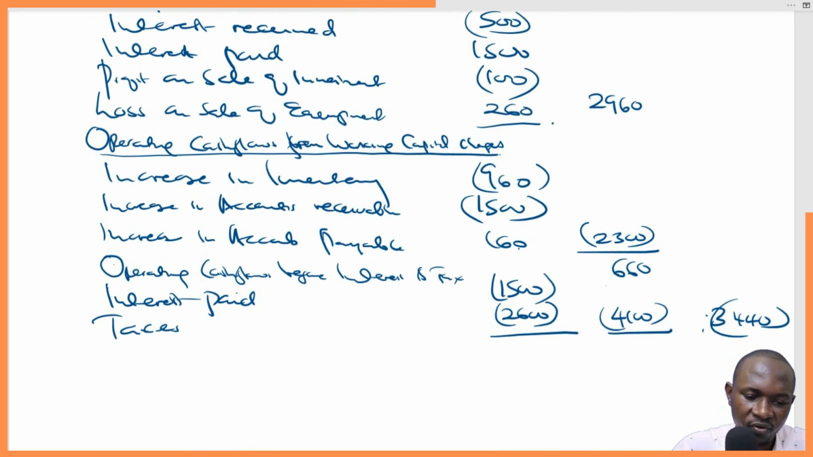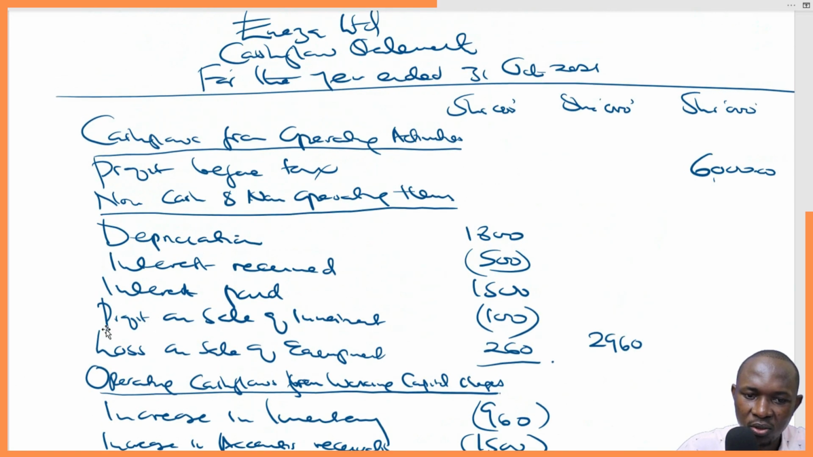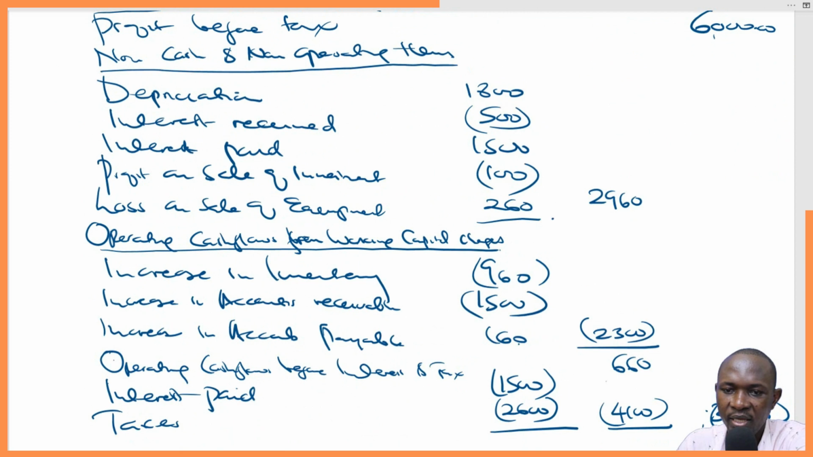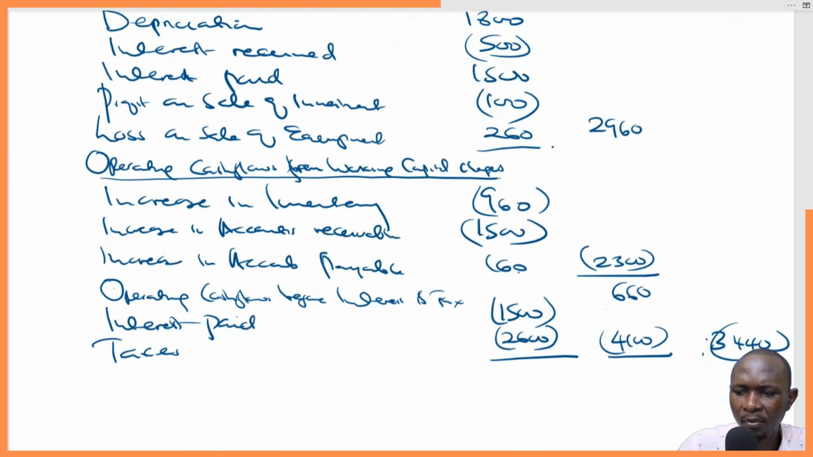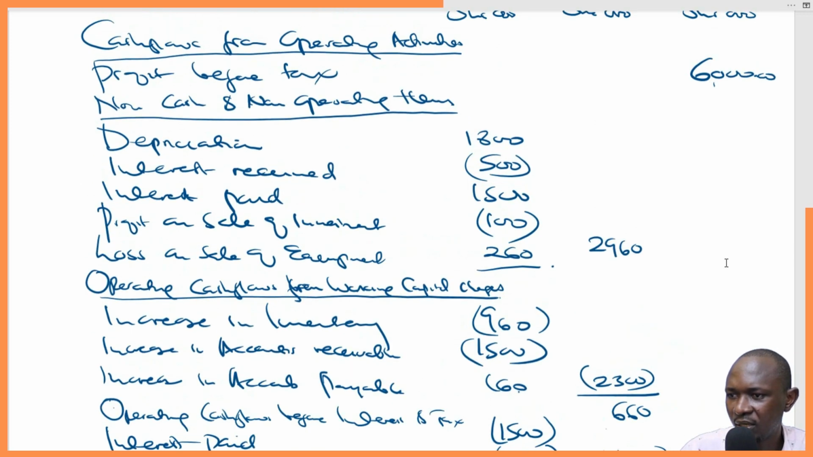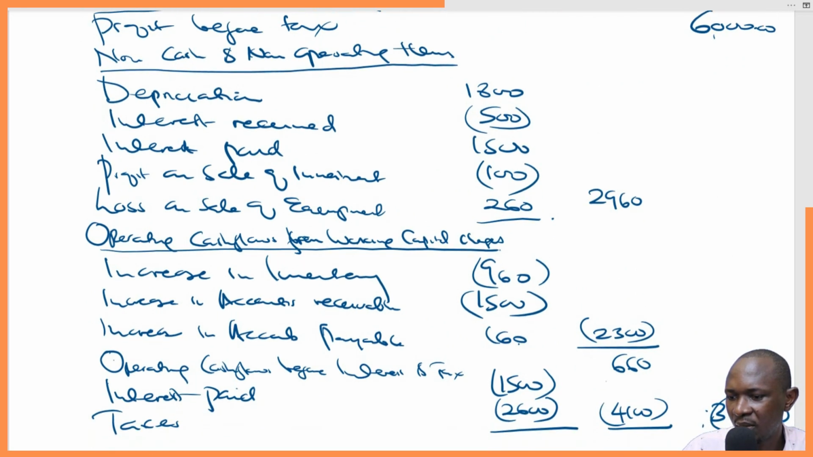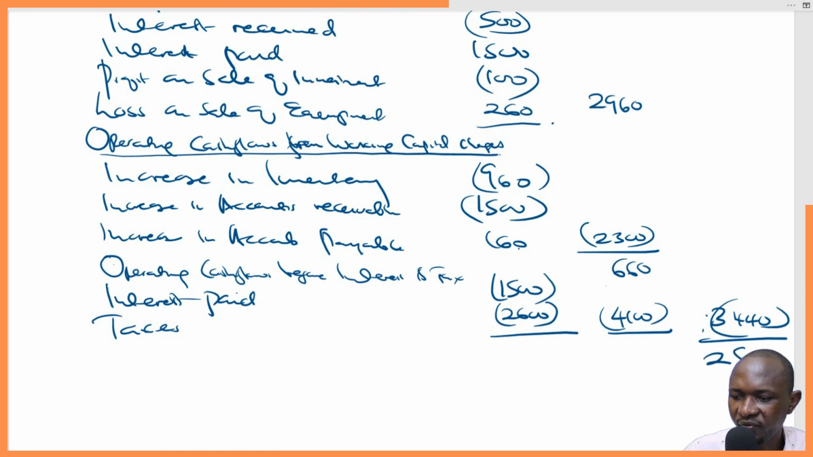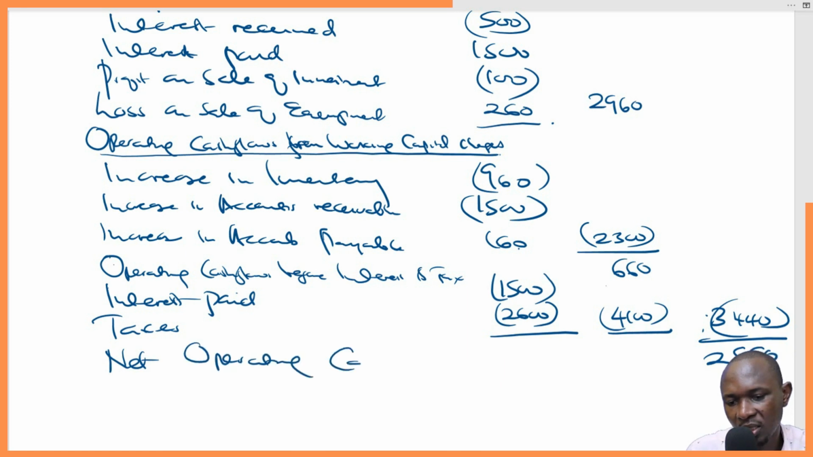So 6,000, 3440. Now we go to the next stage, which is now we are done with the cash flow from operating activities. You can see that is the figure that we come up with here. Let's deduct from that so that we finish this part completely. 6,000 minus that, what do we have? That is 2560. Good. So you can call that the net operating cash flows. So we are done with the net operating cash flows.